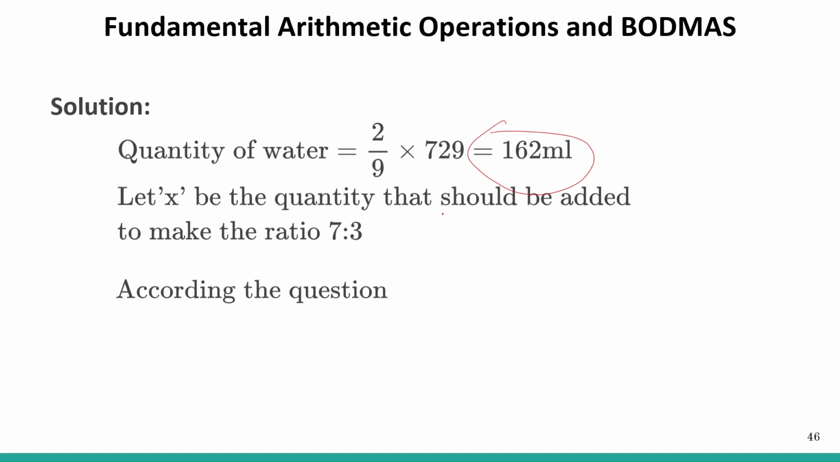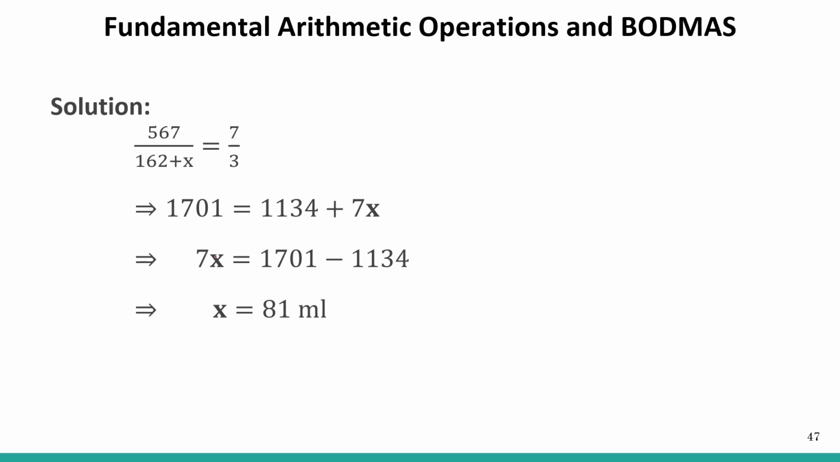So let x be the quantity of water that should be added to make the ratio 7:3. So according to the question, we need to solve this algebraic equation. So we have converted the word problem to an algebraic equation. So what we need to do is mathematically solve it. So 567 into 3 is equal to 162 into 7 plus 7x. Okay. So solving this, what we get is x is equal to 81 milliliters. Okay. So this is the final answer.